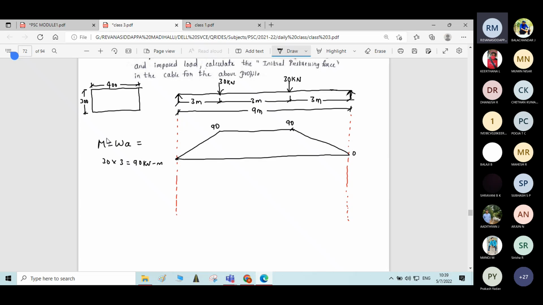Just remember this formula, W into A. You have studied this in strength of materials, correct? Otherwise, you can find the bending moment diagram from first principles. You need to find the reactions at supports, then you need to find the moment at each and every point. In that way also you can find the BMD. If you are not able to remember the formula, it's a very simple formula. W into A. That's it. So this is the BMD.